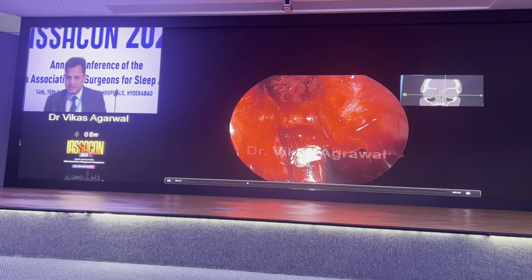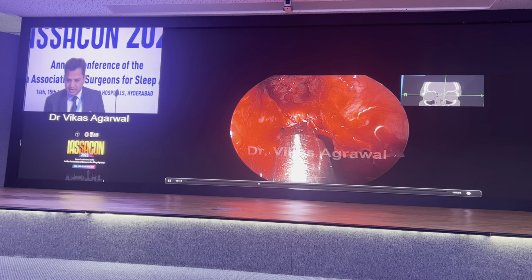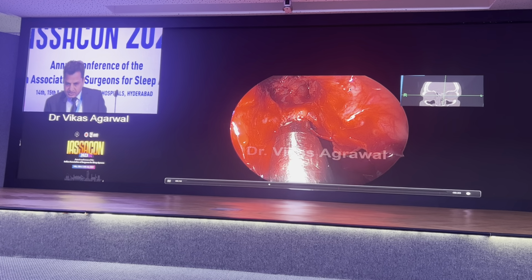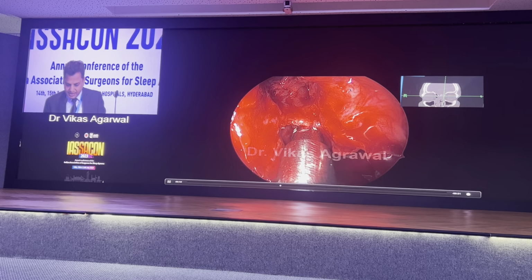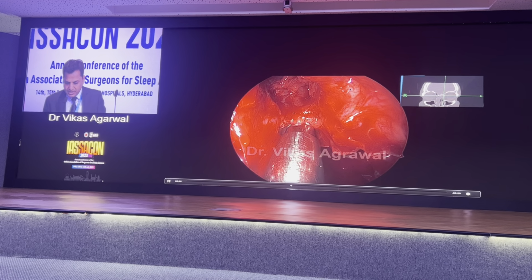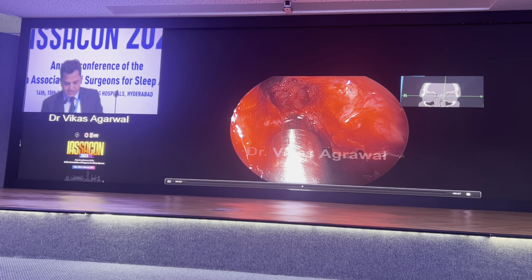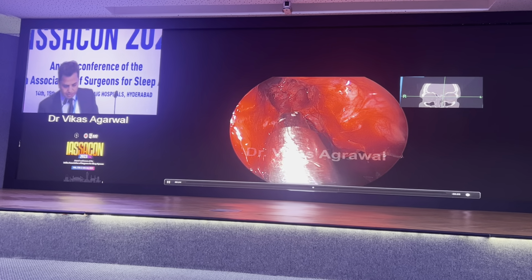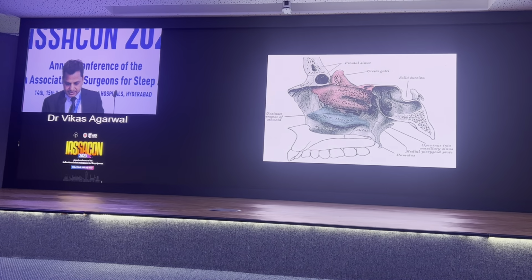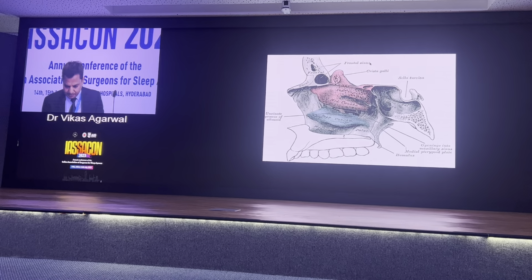So use navigation. Three or four of you can pull up and buy a navigation system. It is required in the coming era for doing a complete job. It will give you absolute peace of mind and you'll be able to do a complete job in every single case. And this concept of ethmoturbinectomy.